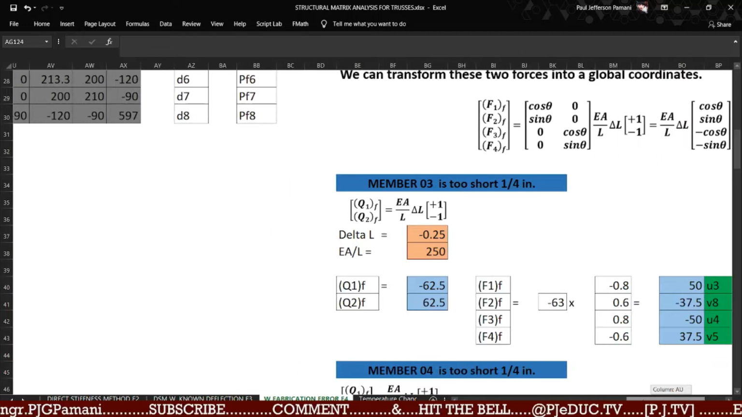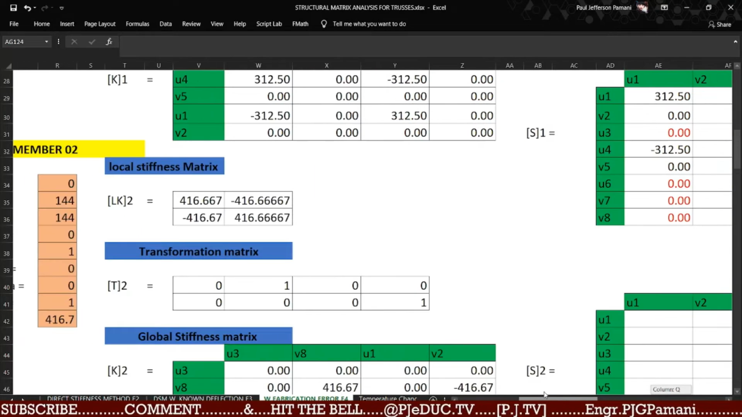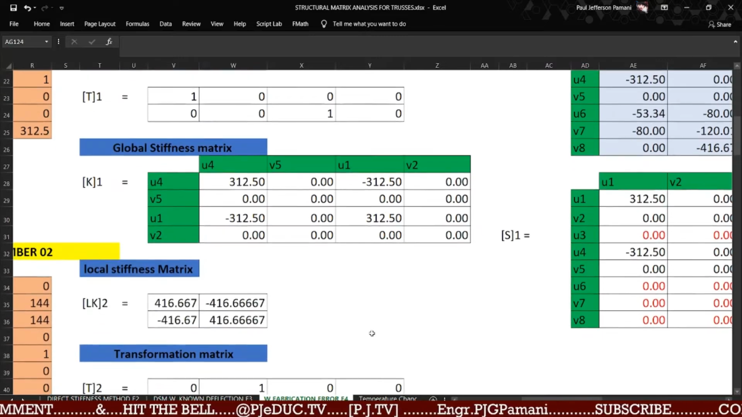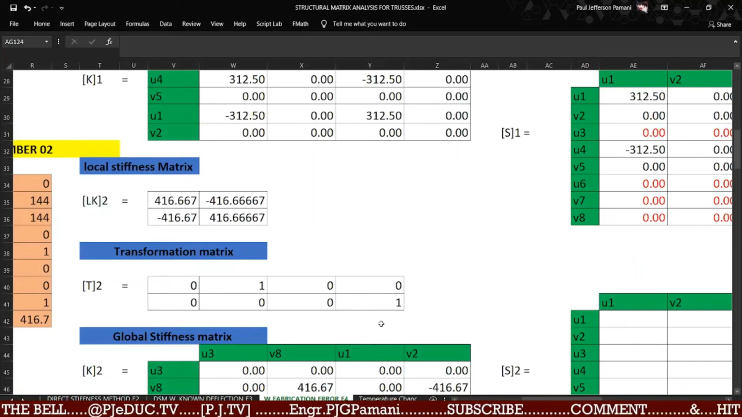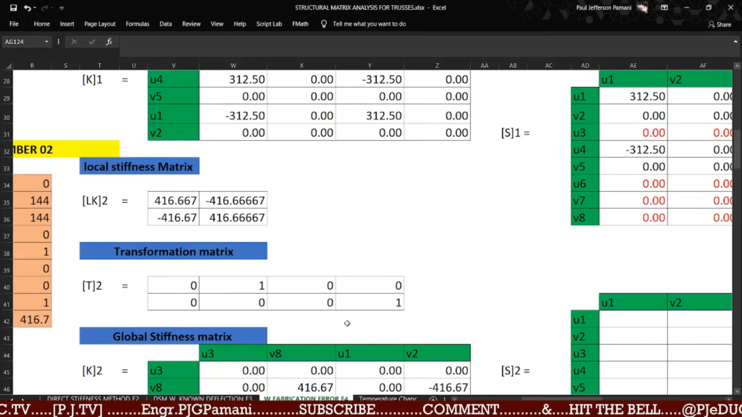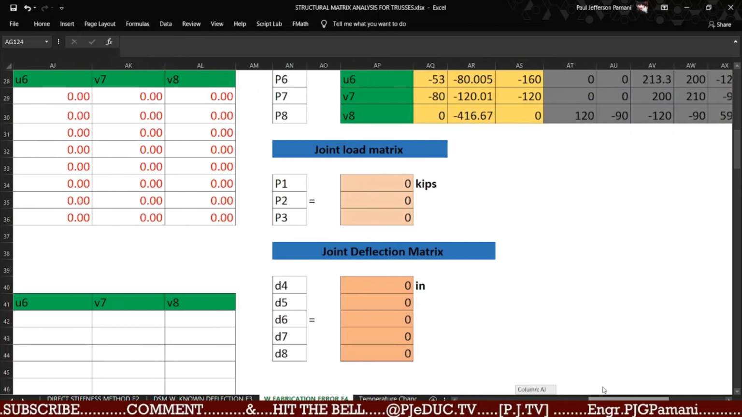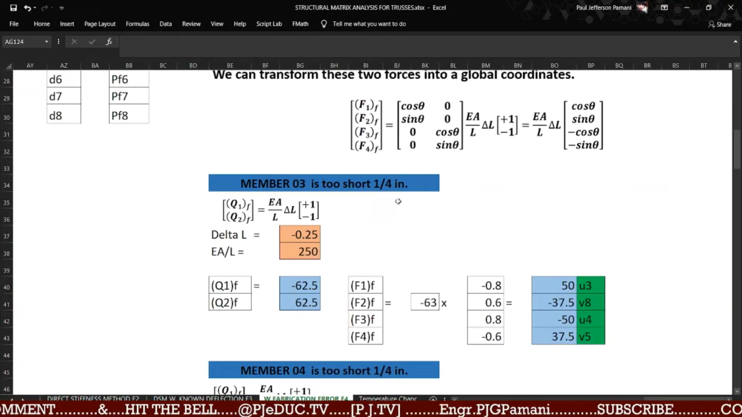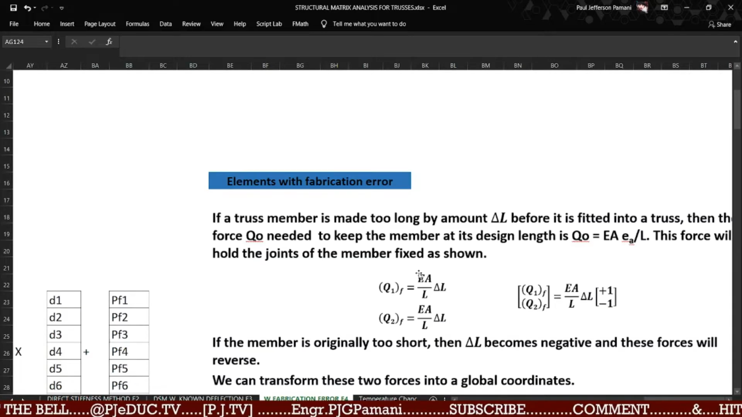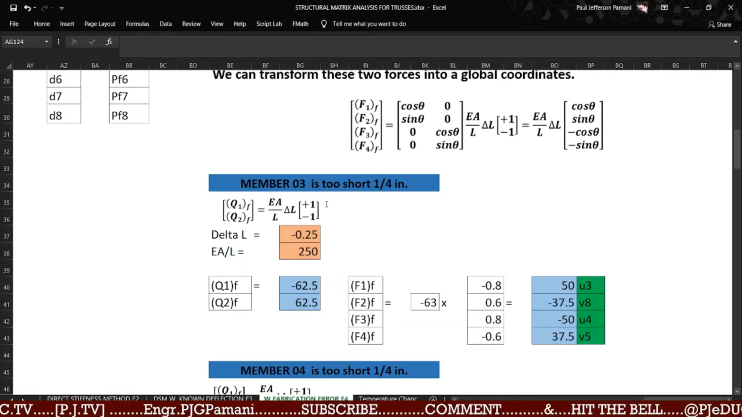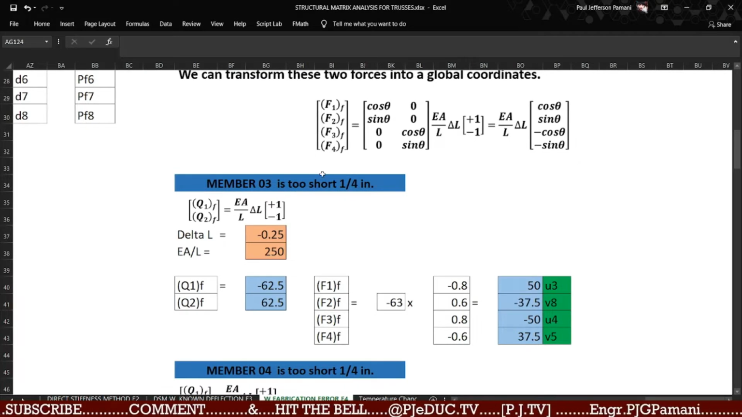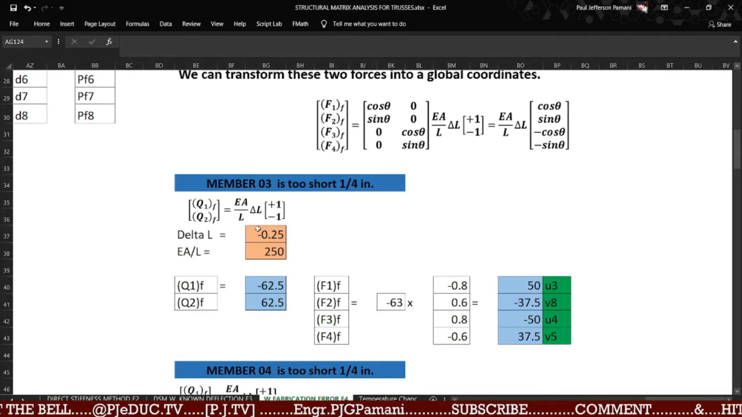Okay. Dire-diretso tayo, no? So, member 1, ganun ulit. Solve nyo yung local stiffness, transformation matrix, global stiffness matrix of each member up until member 5. And bago ka mag-move sa general global stiffness matrix of the truss, solve muna natin yung elements with fabrication error. First thing here is considering member 3, which is too short by 1/4 inch, so negative 0.25 inch is your delta L.